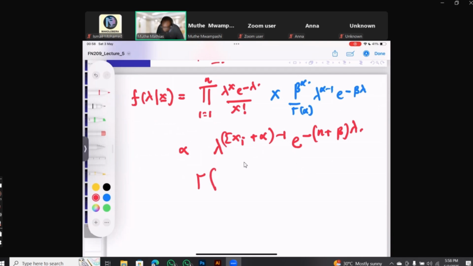This is the symbol for gamma. So it will be alpha plus this one here, this is my alpha parameter. And then, of course, the beta parameter is n plus beta. This is the posterior distribution. So the posterior distribution is like this one. I hope you remember this part here.